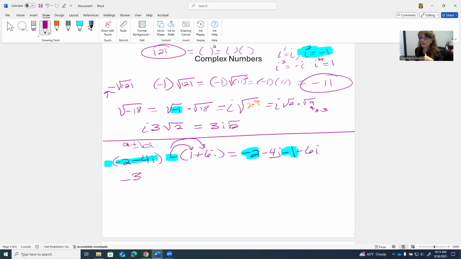Now let's look at our imaginary part. It is negative 4i minus 6i. So you're in the hole $4, you spend 6 more, so it's a negative 10i. That's my answer.